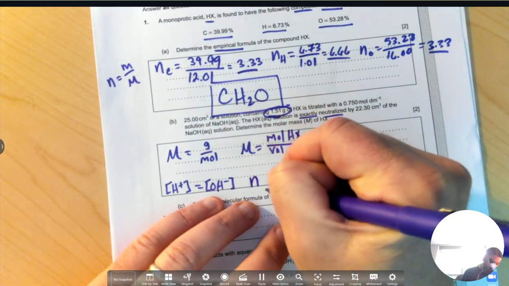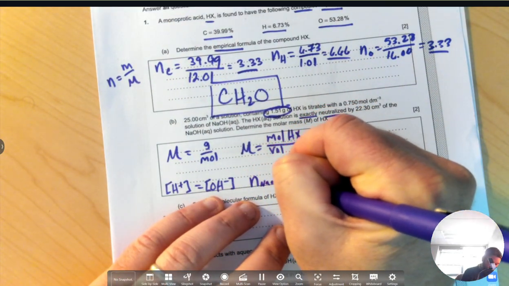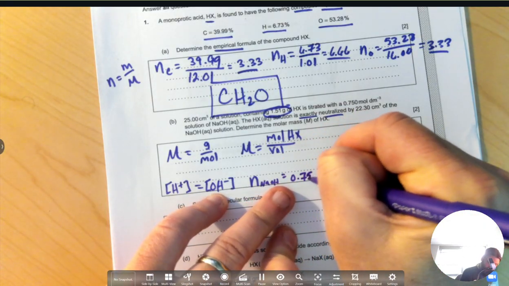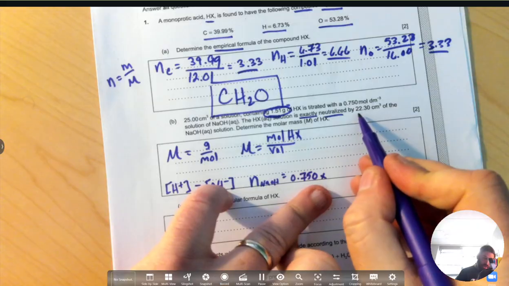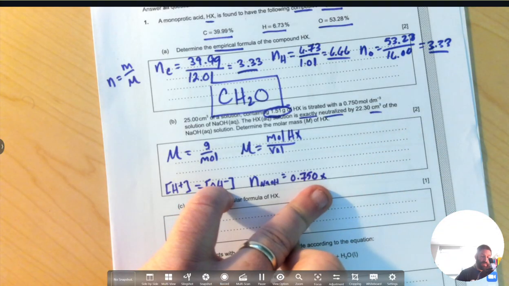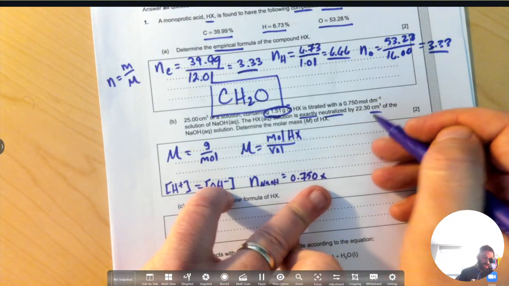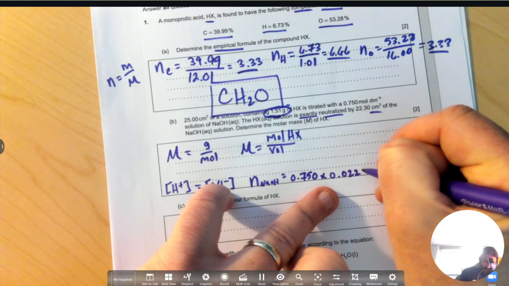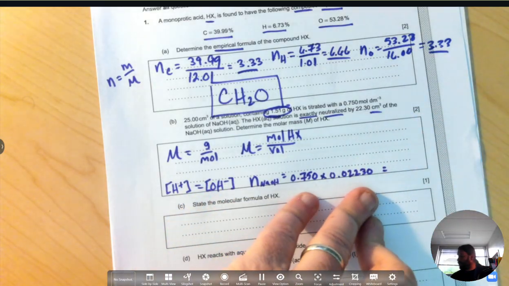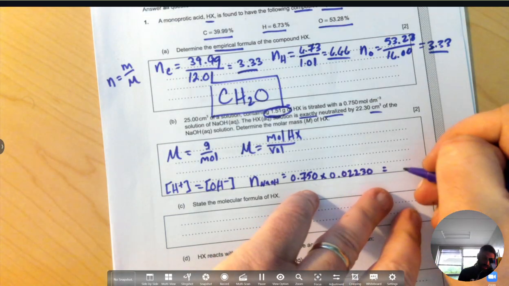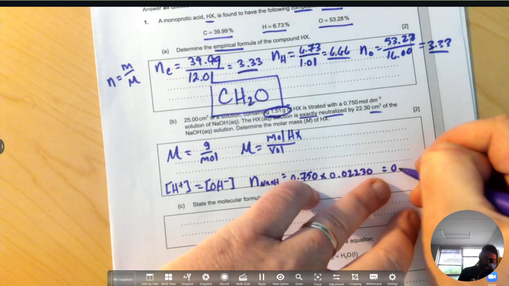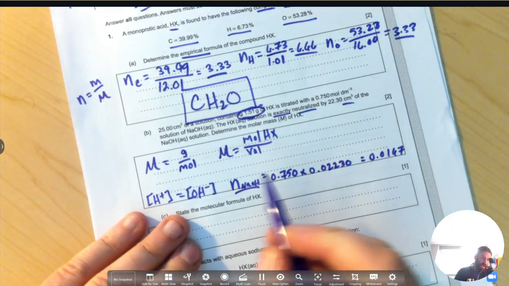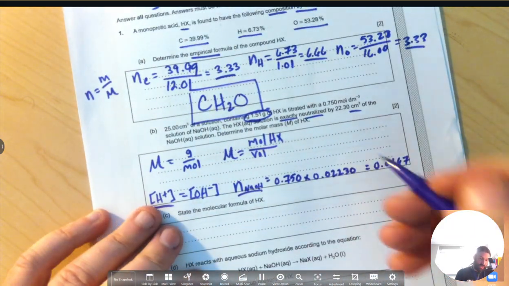So when we're calculating the number of moles of NaOH, we have a concentration of 0.750 times a volume. Please note that volume is in cubic centimeters. We have to have it in cubic decimeters, so we divide by 1,000. So times 0.02230, that's just the volume. And when you do that, you get 0.0167 moles. That's the number of moles of NaOH, which is equal to the number of moles of the acid.